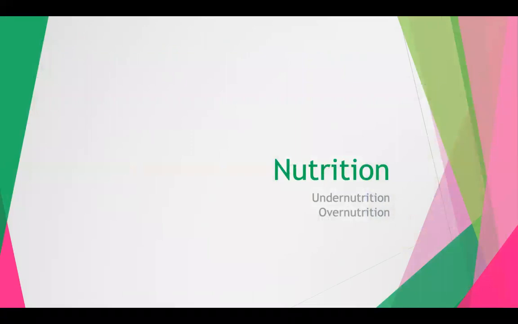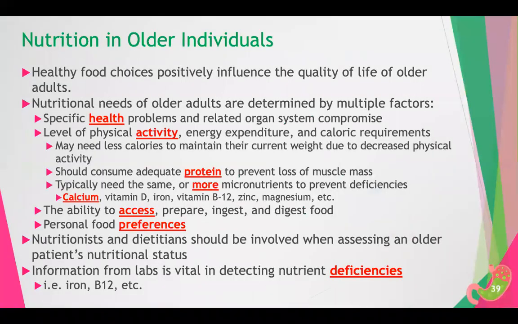So now we'll talk about nutrition in our older adults. We'll talk about undernutrition and overnutrition. So with nutrition, healthy food choices positively influence the quality of life of older adults. We know that proper nutrition has health benefits, but poor nutrition can lead to an increase in dependence, poor immune function, increased and longer hospital stays, and it can impact the quality of life.